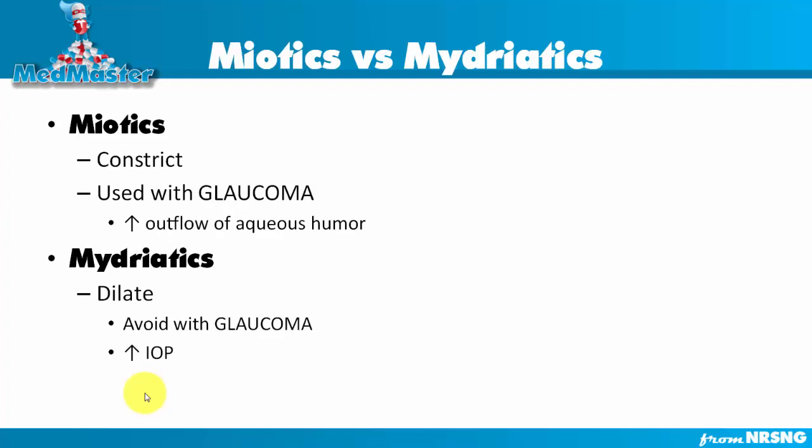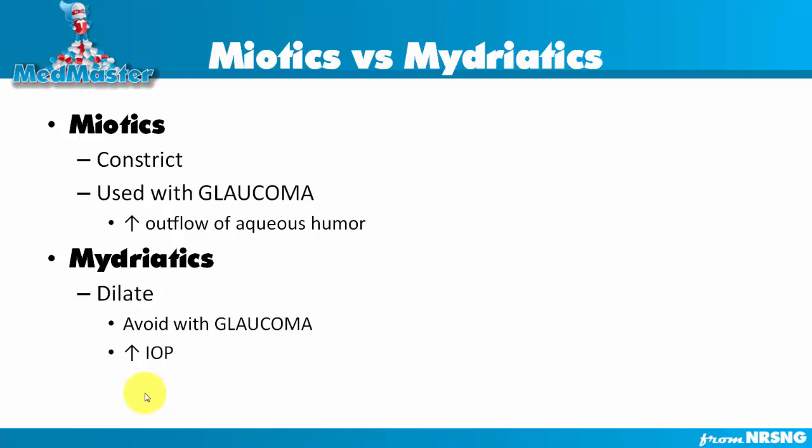Okay, last slide here. I want to talk about the difference between miotics and mydriatics. Okay, miotics and mydriatics. These are both ophthalmic medications. One constricts the pupils, one dilates the pupils. But one we use with glaucoma, one we want to avoid with glaucoma, okay?